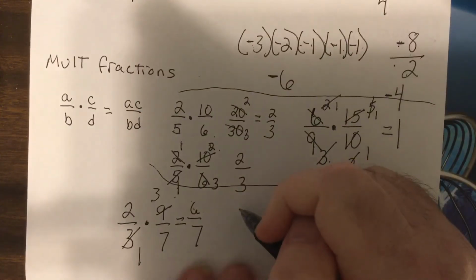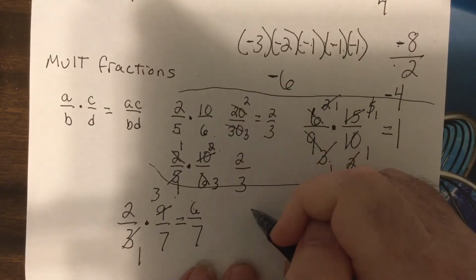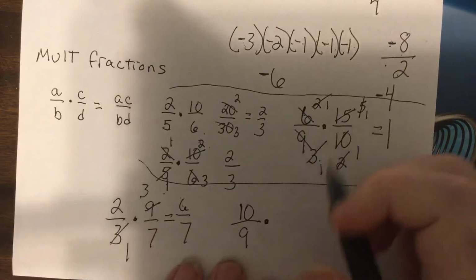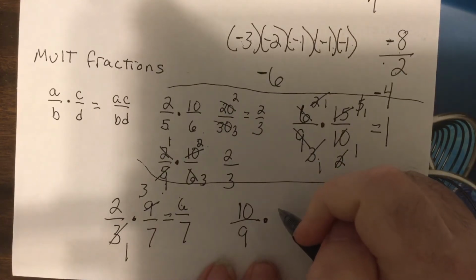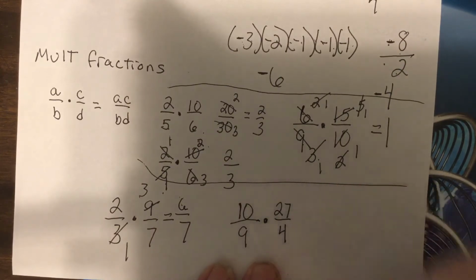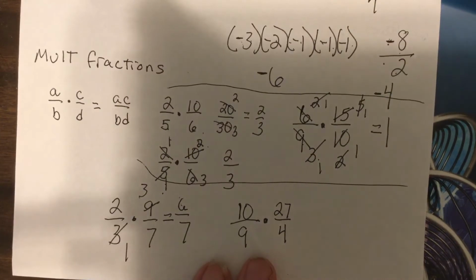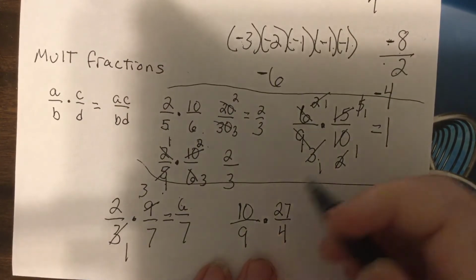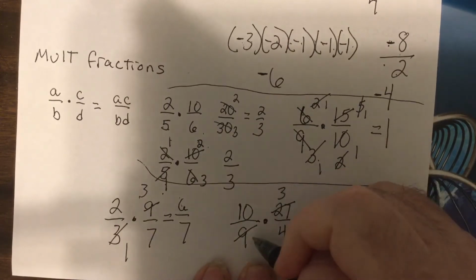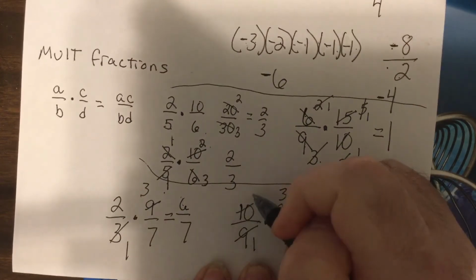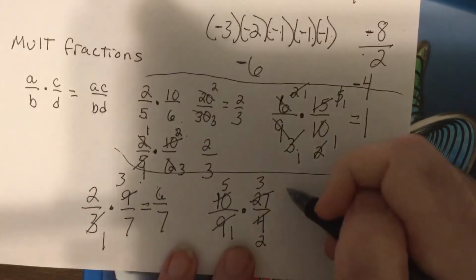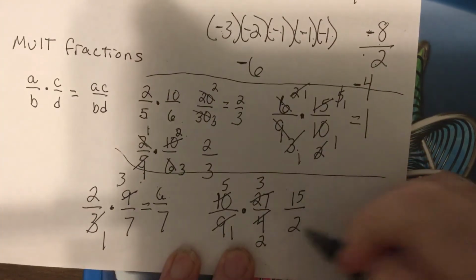Yowzer. Try this one for me. Let's say you have 10/9 times 27/4. Ooh, big numbers. Go ahead and try it for me and then turn me back on. Okay, so 9 actually goes into 27 and leaves you 3. And then 2 goes into both of those. So multiply straight across, it would be 15/2.